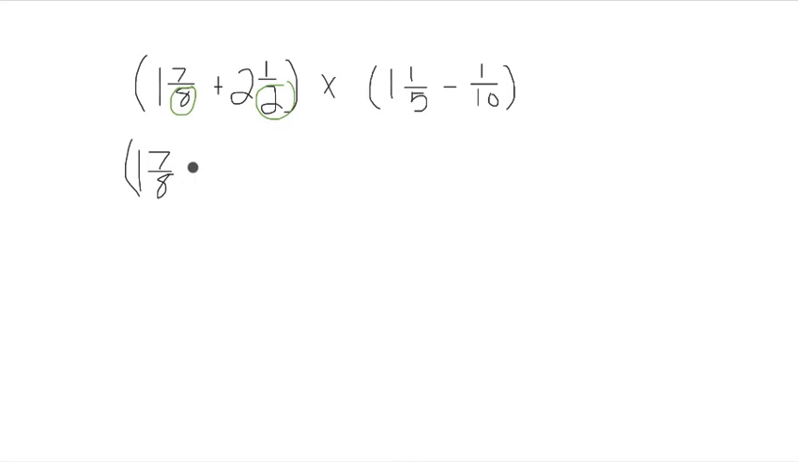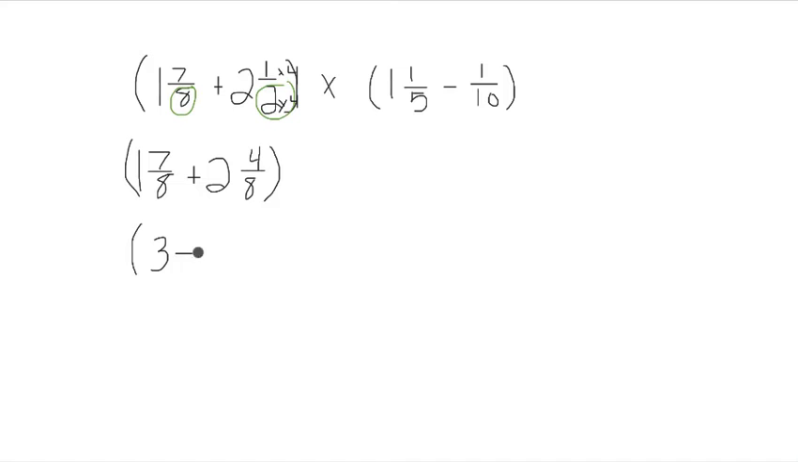And this 2 1/2 is going to change to 2 and something over 8. Well, to get 2 to become an 8, I have to multiply it by 4. So I also have to multiply my numerator by 4. 1 times 4 is 4.